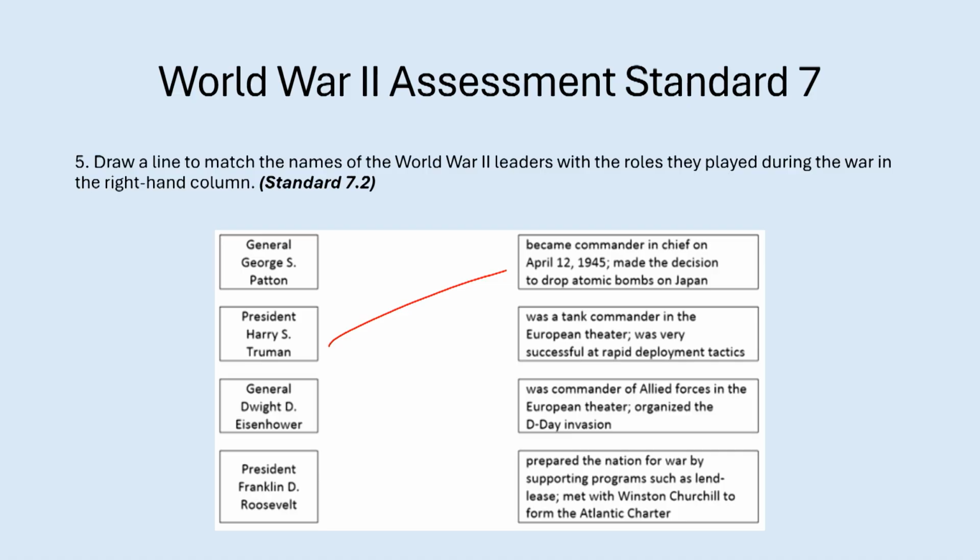All right, was a tank commander in the European theater and was very successful at rapid deployment tactics. Patton. Was commander of Allied forces. Prepared the nation for war by supporting programs like Lend-Lease.